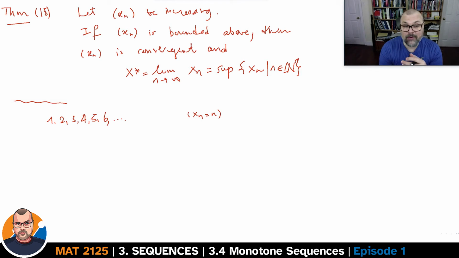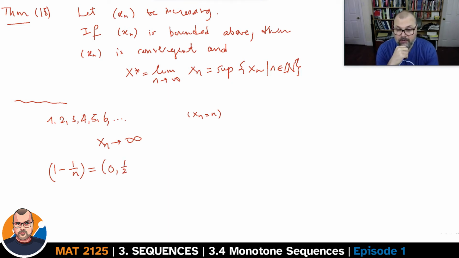Now some of you might say, well, hang on, can't I just say that the xn converges to infinity? Well, we don't say converges to infinity. That's really the definition of a divergent sequence. What about this other sequence here? What does it look like? If you start at n equals 1, you get a 0. For n equals 2, you get 1 minus 1/2, which is 1/2. For n equals 3, you get 1 minus 1/3, which is 2/3. For n equals 4, you get 1 minus 1/4, which is 3/4, and so forth.